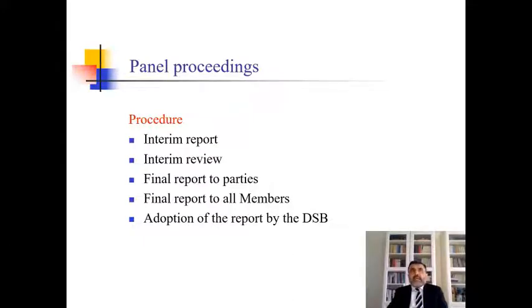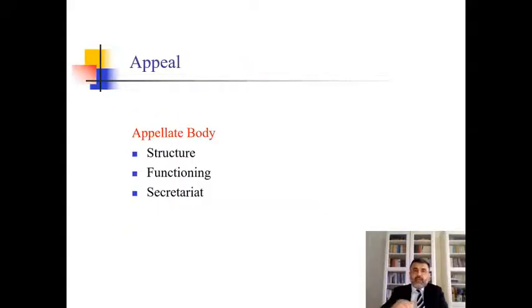Now, like the establishment of the panel, adoption of the panel report is also automatic because it's also subject to the so-called negative consensus rule. Remember, this means that the panel report is going to be adopted unless there is consensus against adoption of the report, which will never be the case because the complainant is going to be present at that meeting. So the panel report is going to be adopted by the DSB automatically unless there is an appeal.